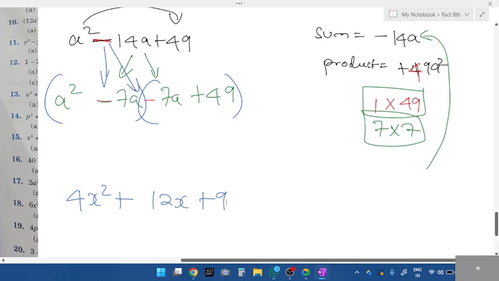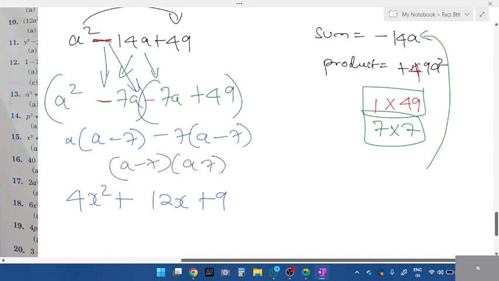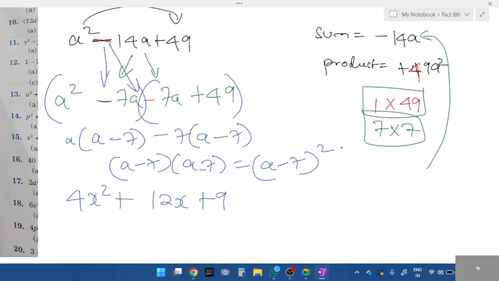Yes, tell me the answer, students. What is common? a is common. All of you completed? What's the answer? a minus 7 the whole square. We will practice these two questions today. The rest will continue tomorrow.